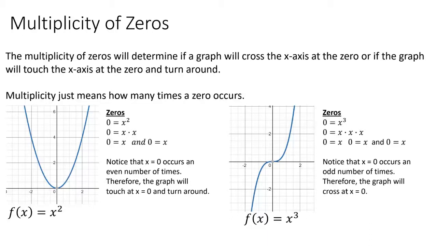If we look at the cube function, the cube function has the same situation. It has three x's being multiplied to each other. So again, at this graph, it does cross it, but it's kind of like crossing at 2 points, but this is what's called an odd crossing, and we'll cover that as well.